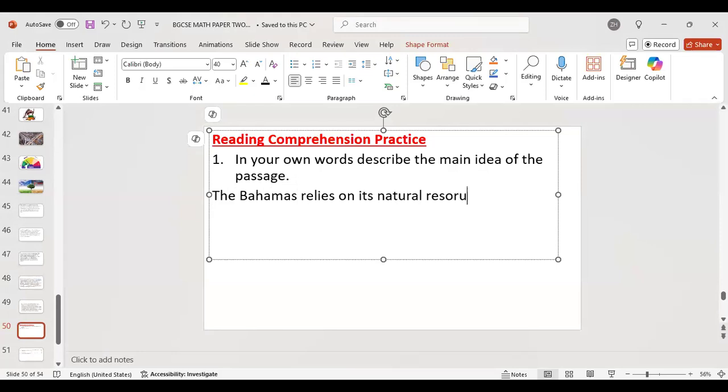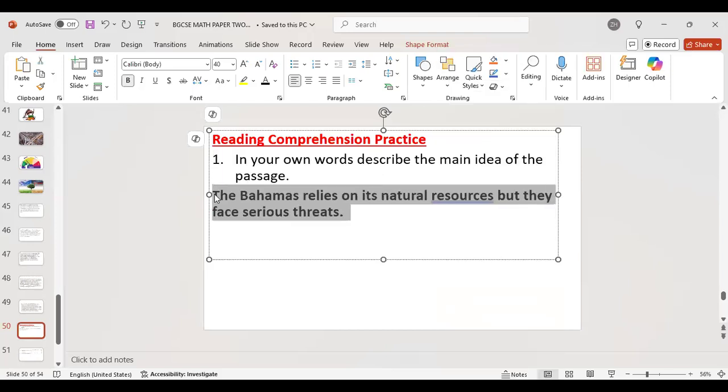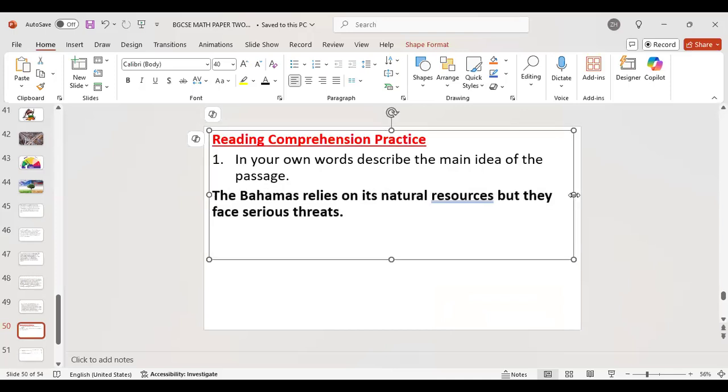You won't include fragile in it. But they face what? Serious what? Threats. Okay, that's the main idea. Yes, we have good natural resources, but there are threats to it, and it's fragile. So there are challenges that we face.